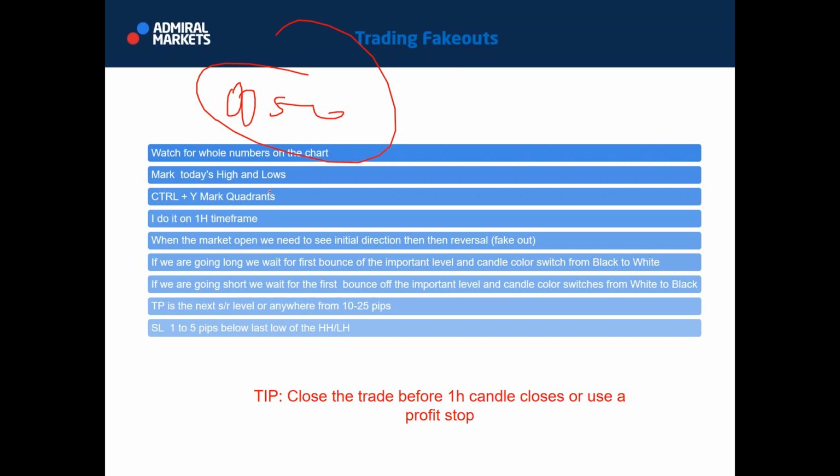Mark today's highs and lows, high and low. Control plus Y, you need to mark quadrants. If you don't know what quadrants are, please go back to the first lesson where I explain already about quadrants. You know that quadrants are important for Price Action Training School, PMT. So mark it down.